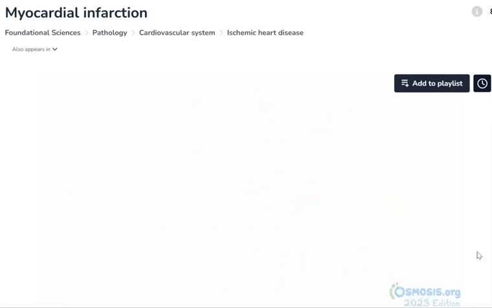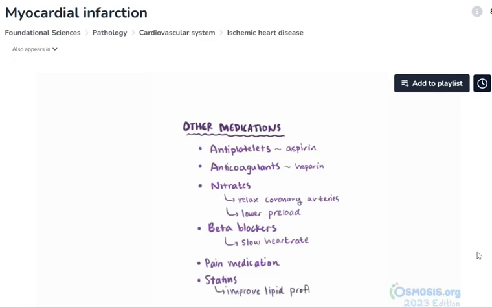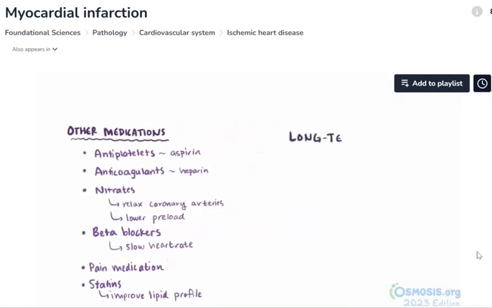In addition to reestablishing blood flow, though, there are a number of medications that might be given in the acute setting, including antiplatelet medications like aspirin, anticoagulants like heparin, nitrates, which relax the coronary arteries and help lower preload, beta blockers that slow down the heart rate and thereby cardiac demand, pain medication to help relieve discomfort, and statins which help improve a patient's lipid profile. Now, there are a ton of individual factors to consider when it comes to acute management of a myocardial infarction, and of course, many long-term issues to consider as well, the most important of which is to address the underlying risk factors, like an improved diet and quitting smoking.